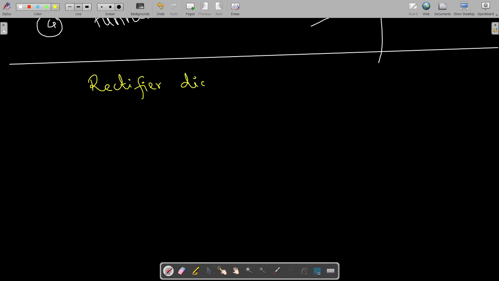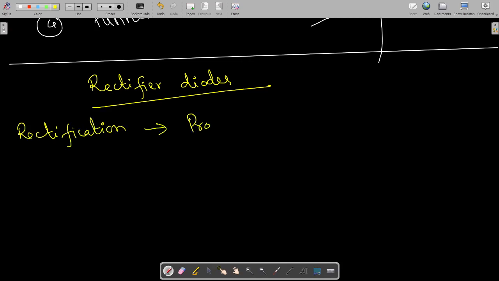We have the rectifier diodes. Before going to see about these rectifier diodes, you should know what is meant by rectification. Rectification is the process of converting AC to DC, AC signal to DC signal. That is the simple definition we can give.